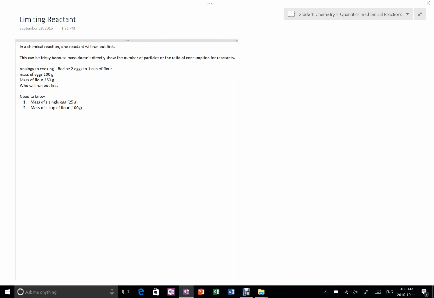This can be tricky because there could be a different ratio of consumption for the different reactants, but also because we measure the reactant's mass, and of course mass doesn't necessarily tell us the number of particles. Because some particles weigh more and some particles weigh less, we have to take that into account first.